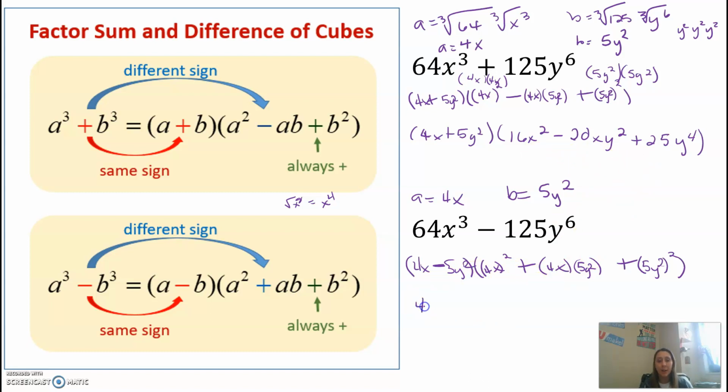So I'm going to end up with 4x minus 5y squared. And then I'm going to get 4x squared, which is 16x squared. 4x times 5y squared is 20xy squared. And then 5y squared squared is plus 25y to the 4th. And then I'm done. So the moral of the story is that is how you do it.